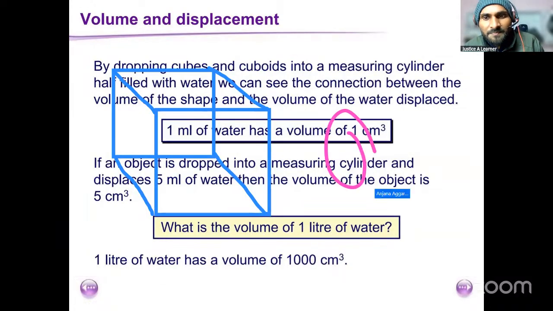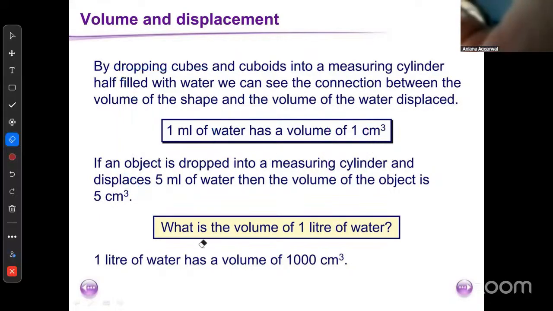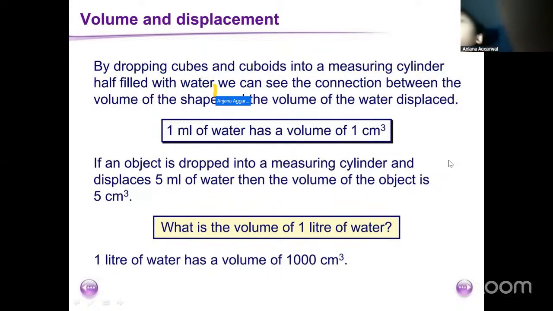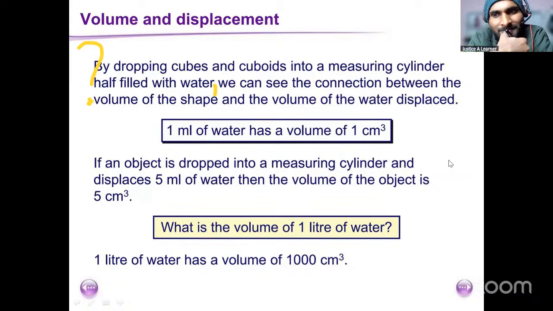Okay, so let's go ahead. Volume and displacement. Now you may read this. This is something advanced, but we are okay going with this. By dropping a cube and cuboid into a measuring cylinder half filled with water, we can see the connection between the volume of the shape and the volume of the water displaced. Didn't understand that. 1 ml of water has a volume of 1 centimeter cubed.